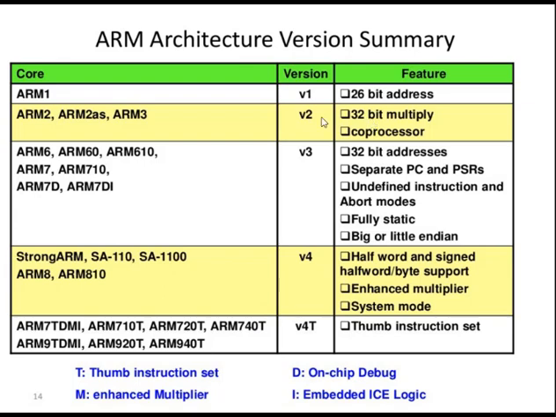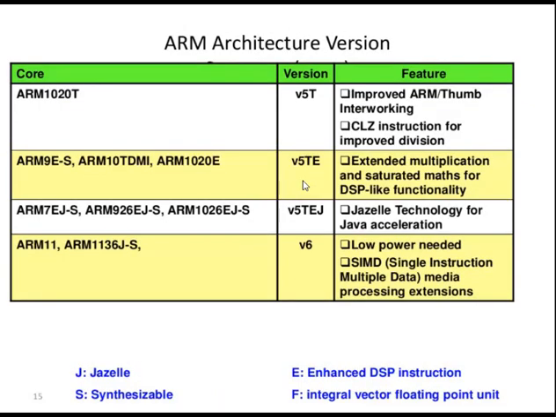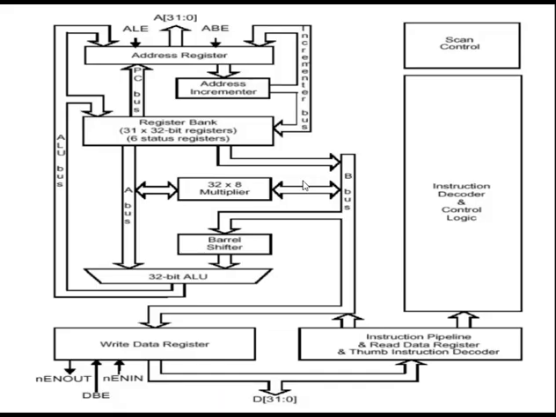ARM6, ARM7, ARM7D, and other such families come under version 3. It also has several sets of features. Okay, students, now we will simply move on to the architecture diagram.